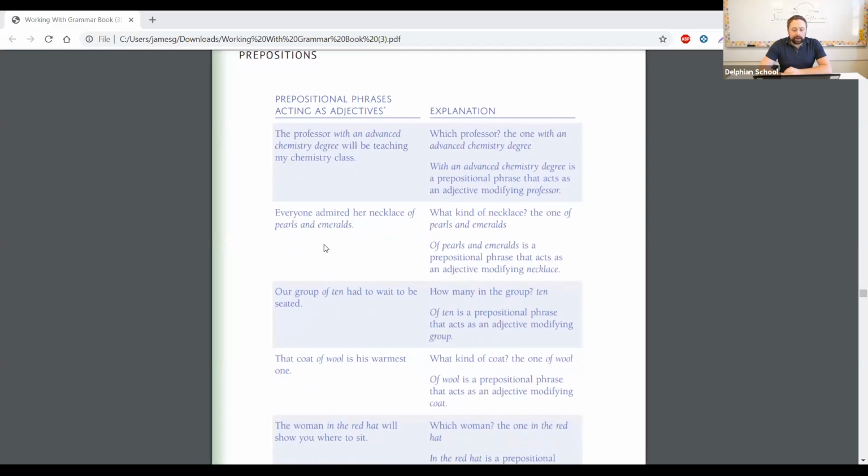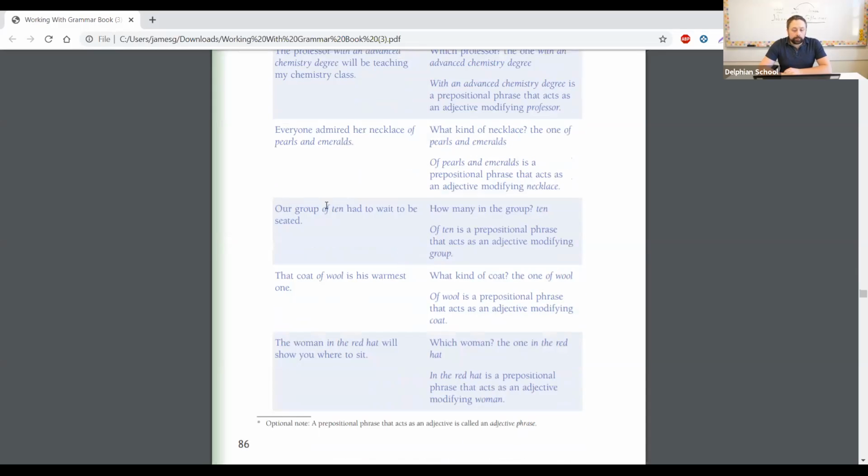Everyone admired her necklace of pearls and emeralds. So if the sentence was just everyone admired her necklace, you might wonder which necklace or which kind of necklace? What kind of necklace? Everyone admired her necklace of pearls and emeralds. Of pearls and emeralds is a prepositional phrase that acts as an adjective modifying necklace. Our group of 10 had to wait to be seated. How many in the group? 10. Of 10 is a prepositional phrase that acts as an adjective modifying group.